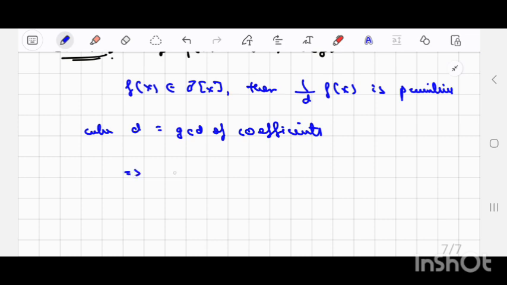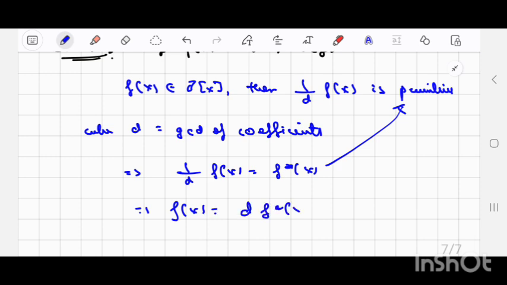So what does this imply? This implies that 1 upon d times f of x equals some f star x, where f star is primitive. So f of x can be written as d times f star x. But what is f star x then? Or rather, I need to be in accordance with the previous theorem.